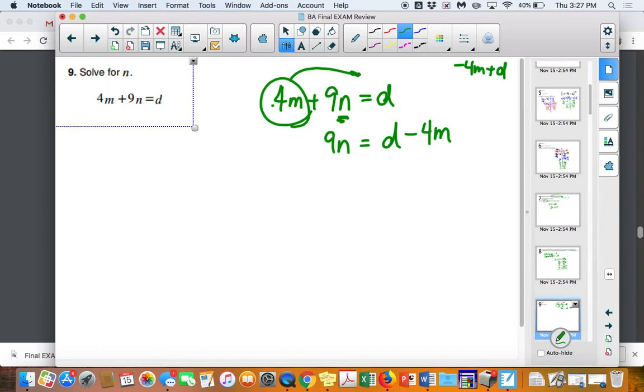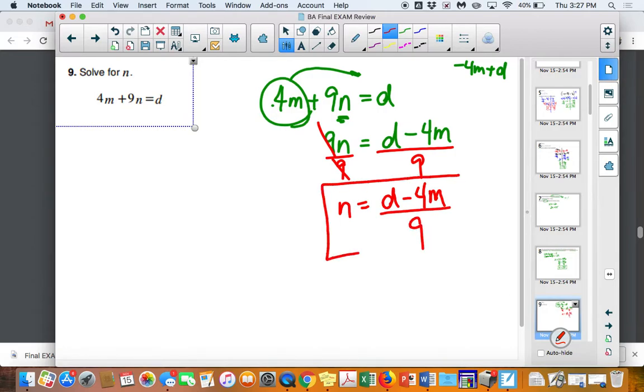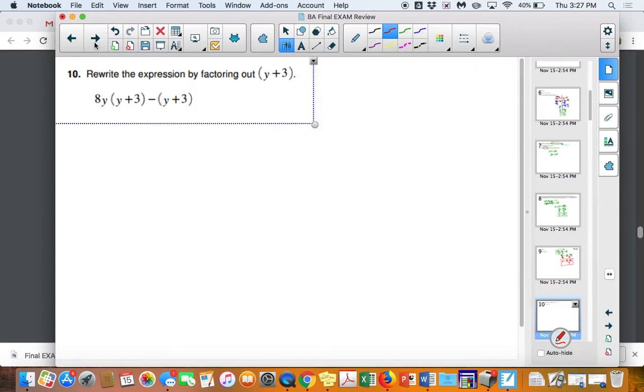Now, I still don't have N by itself. I've got one more thing. I've got to get rid of the 9. So I divide the entire left side by 9 and the entire right side by 9. These cancel, and I get N equals, and all I'm doing is rewriting. I'm not doing anything other than that, just trying to make it look nice. There's your answer. Okay, moving on.